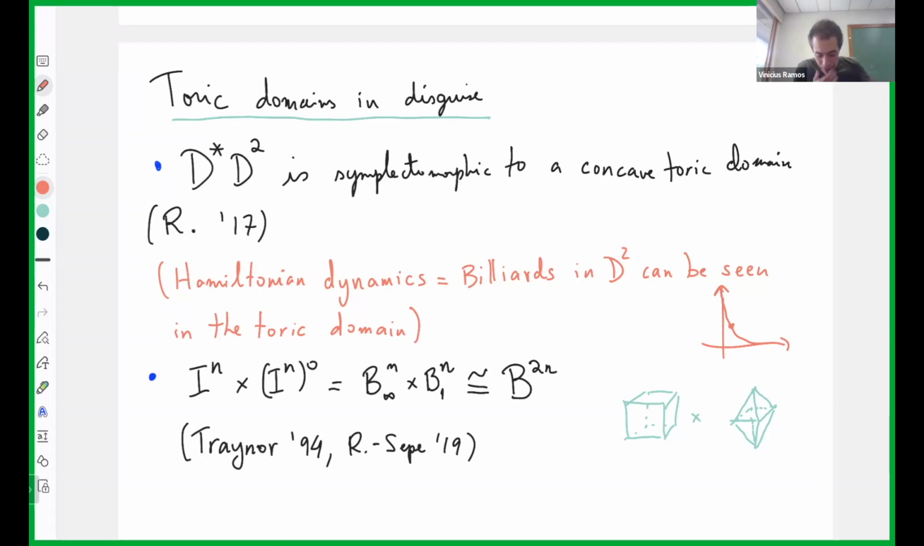get some intuition. And I attributed this to Traynor because she had the idea of removing the ball from the axis, and I guess it follows from her work basically that we have a symplectic equivalence. But to get the symplectomorphism completely in all dimensions, I think that I can only do with integrable systems, my work with Sepe in 2019. Okay, any questions?